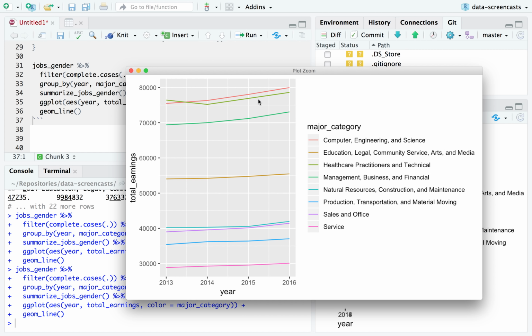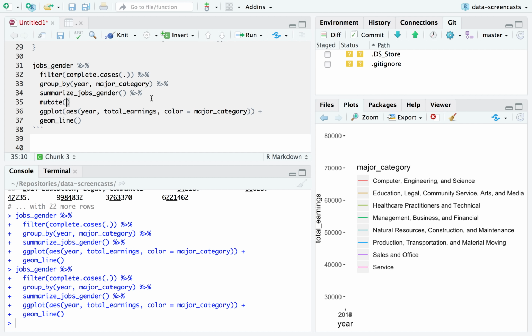Nope, that's down here. Whenever I have this, it's nice to say mutate major category equals fct_reorder the major category by the total earnings. And usually I would do descending, so I actually could say by negative total earnings. Here, I'm going to try this again. I meant to do a pipe. This reorders the columns so that it's easier to read them down the list. So it's healthcare practitioners and computer engineering, management, education. That's management, education, natural resources, sales, office, production, service.